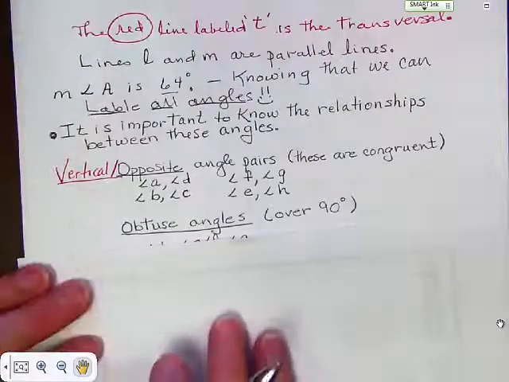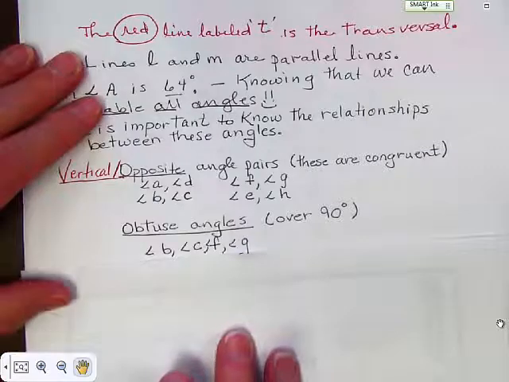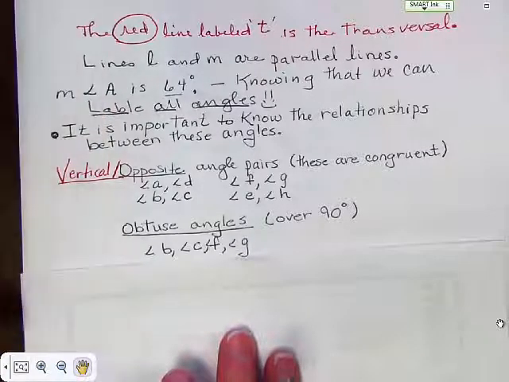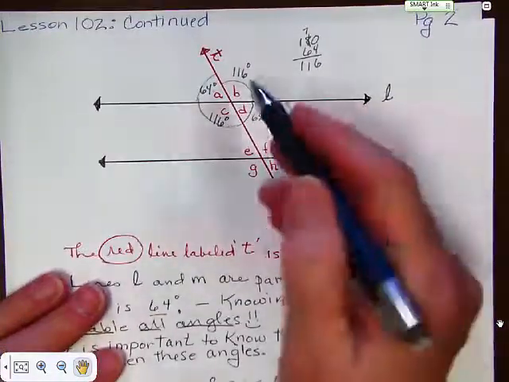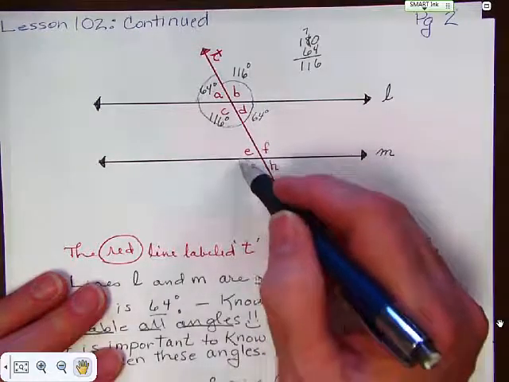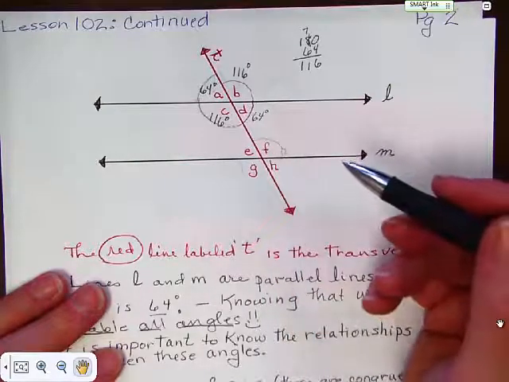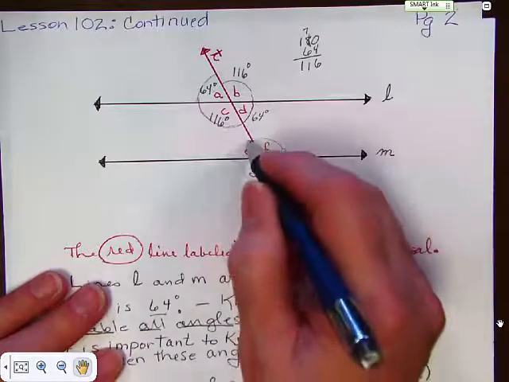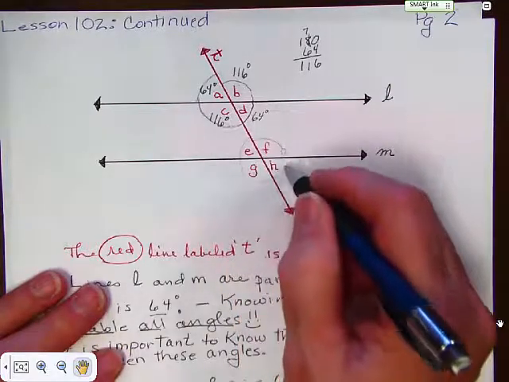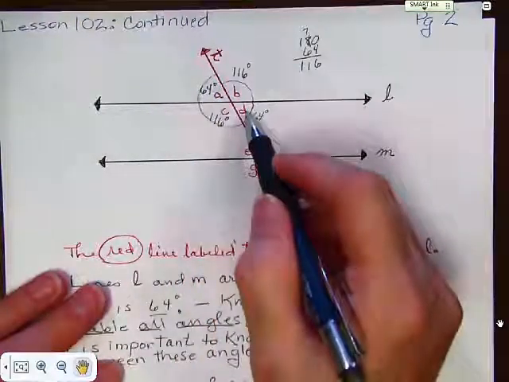Obtuse angles are angles that are over 90 degrees. We know that B, C, F, and G are over 90 degrees. Let's go back and look. Okay, B and C, F and G. You can just look at them and tell that they're over 90 degrees, can't you? And you can tell these guys here are littler angles, so they must be our acute angles. And again, these would also be acute angles.